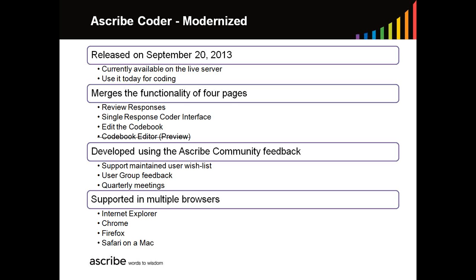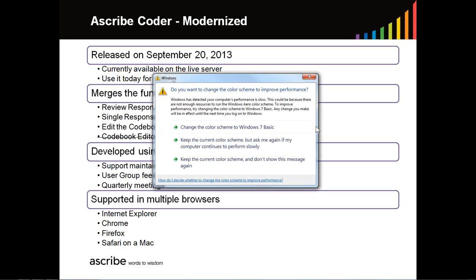Ascribe Coder was released on September 20th of 2013, so it's been out for a bit. It is available on our live servers. I can't stress that enough. You can get to Ascribe Coder today by right-clicking on a question and choosing Ascribe Coder. We have many people using it today for coding. I'm hopeful that everyone who's on this call has used it at one point in time for coding and continues to use it.